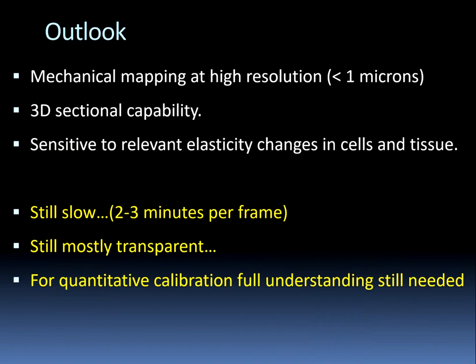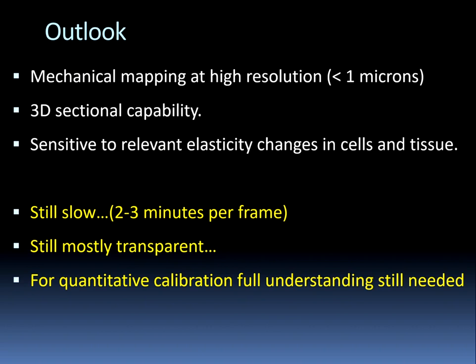So this is a quick outlook of the technology where we are right now. We can do mechanical mapping at high resolution with 3D sectioning capability, and I hope you've gotten a sense that we are sensitive to cell and tissue mechanical properties that are relevant from a biological standpoint. These in yellow are the things that we are working on, right? The instrument is still slow. It's 2 to 3 minutes per frame.